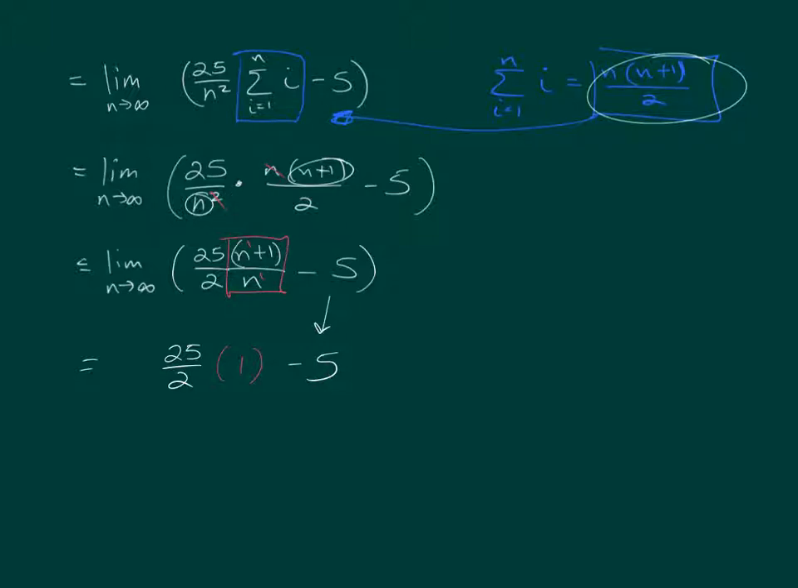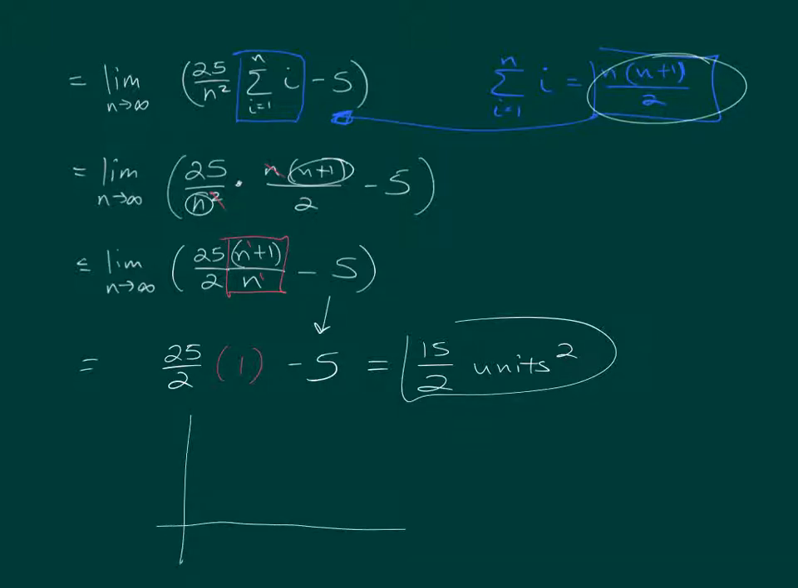So when you have 25 over 2 and you're subtracting 5, you will get a whopping 15 over 2 units squared. There is the area underneath the curve of that graph. And one really quick idea here: what do we mean when we say area under a curve?